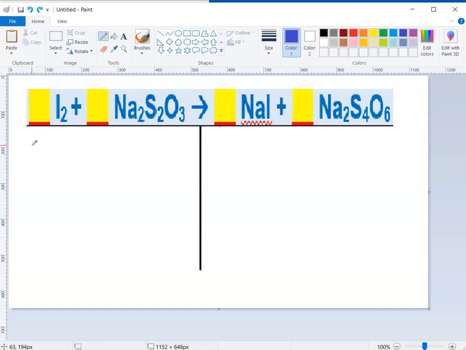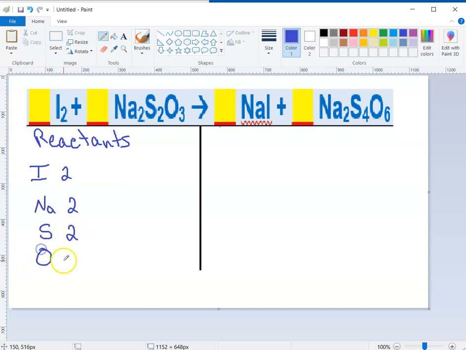Let's start with the reactants side. So we've got our reactants here on the left, and let's look at our reactants. We have iodine, and we're starting with two of those. We have sodium, and we're starting with two of those. We have sulfur, and there are two of those, and oxygen, and there are three of those. Now remember, all of these are in a single molecule. So what you do to one, you have to do to all of them.